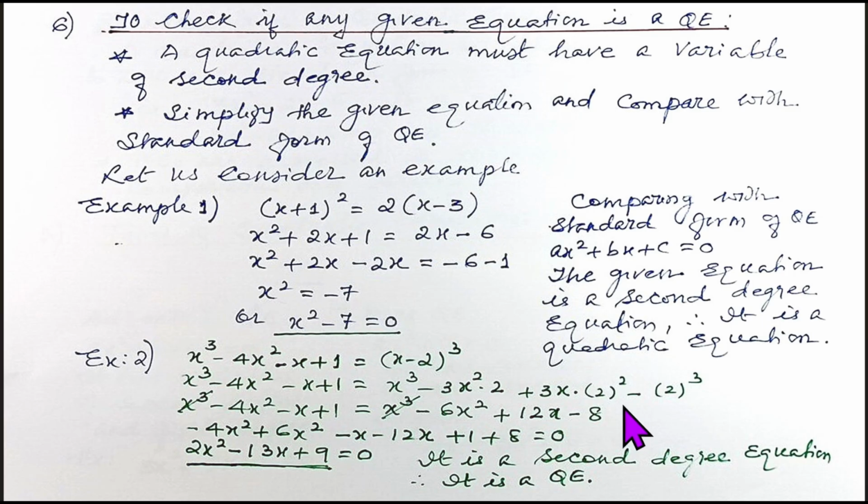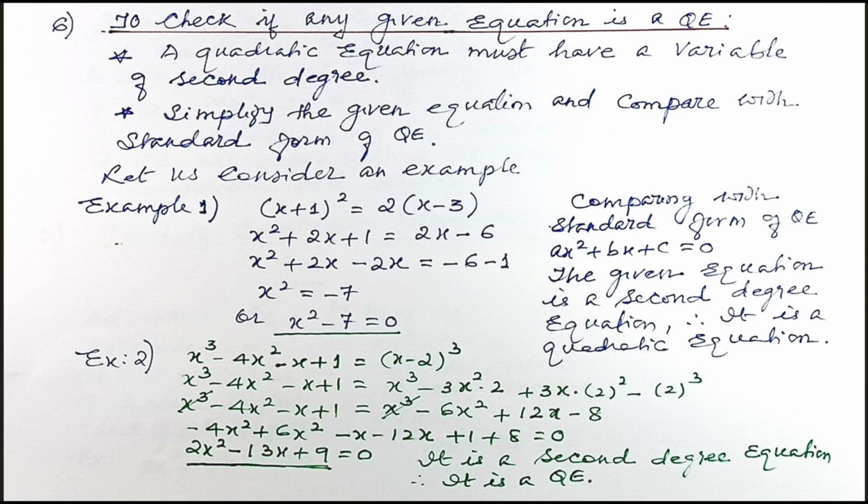Then simplifying the RHS, we get x cube minus 6x square plus 12x minus 8, and x cube gets cancelled. Rearranging the terms, that is, bringing all the terms to the left hand side, we get 2x square minus 13x plus 9 equal to 0. Again we find that it is a second degree polynomial, and after writing it in standard form, it is a quadratic equation. So both the examples which we have considered are quadratic equations.